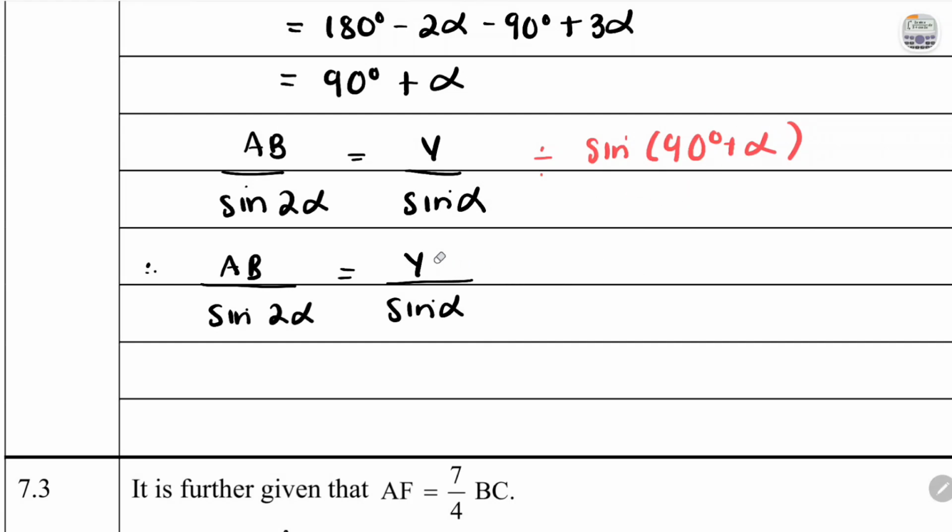Okay, so 1 times y still stays y, but the denominator is now going to be sine alpha times sine of 90 degrees plus alpha, which is actually a cofunction. So this will simplify to cos alpha. Okay, and that's what we have.